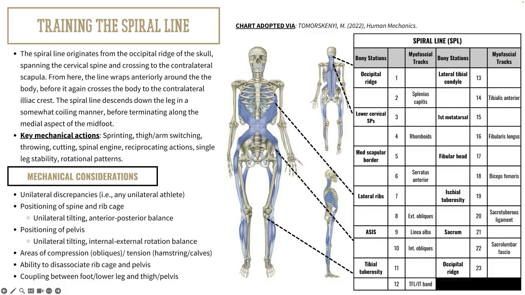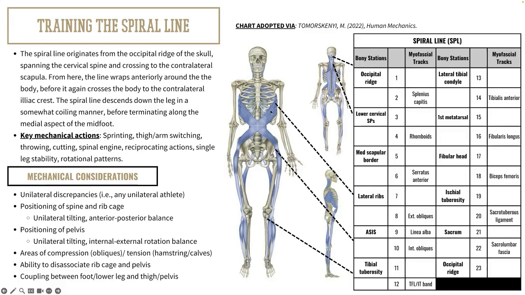So for sprinting, it's a good representation of the right leg being in, or the right hip being in flexion, the left arm concurrently being in flexion, right arm being in extension, left hip being in extension. So we think about the compression of this portion of the spiral line in this case versus the tensioning or lengthening of this aspect of the spiral line, and what those trade-offs are.